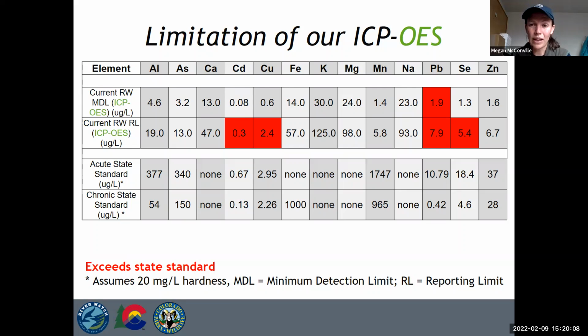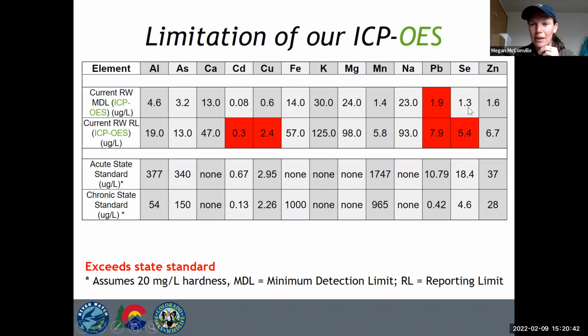But why are we moving from this instrument that has been the workhorse of the Riverwatch program for a couple decades? One of the main reasons, and I know this slide is busy, and I only ever put up busy slides when I can talk about them specifically, is here's our 13 elements across the top, and then here's the current Riverwatch method detection limit. That's the lowest concentration that we feel confident we can say is different than non-detect or not present in our sample. So these numbers are generally pretty low.